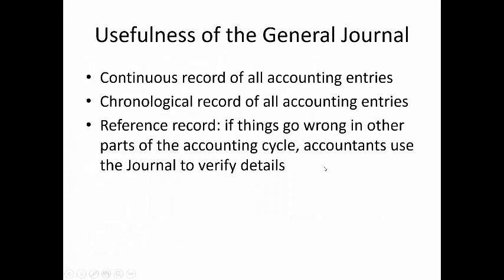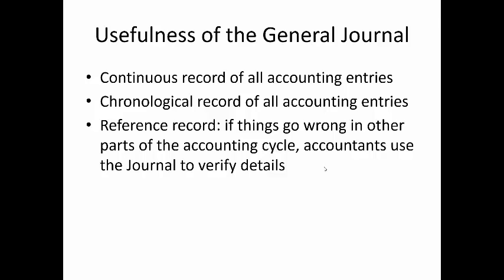So basically, the usefulness of the general journal is really important. Not only does it provide a continuous record of all the entries, but it's also chronological. This means that if something goes wrong, we can use it as a reference. All we need is one little piece of information like an account or a date, and we can go back and see all the parts that relate to a transaction. That way, if something's missing or out of balance, we have a way to go back and check our original record in the business.